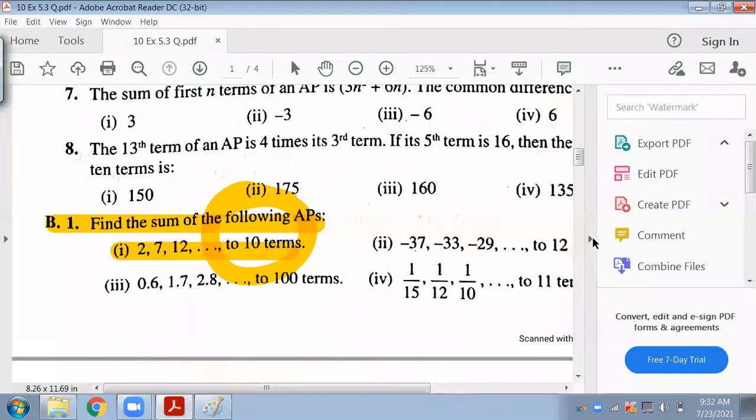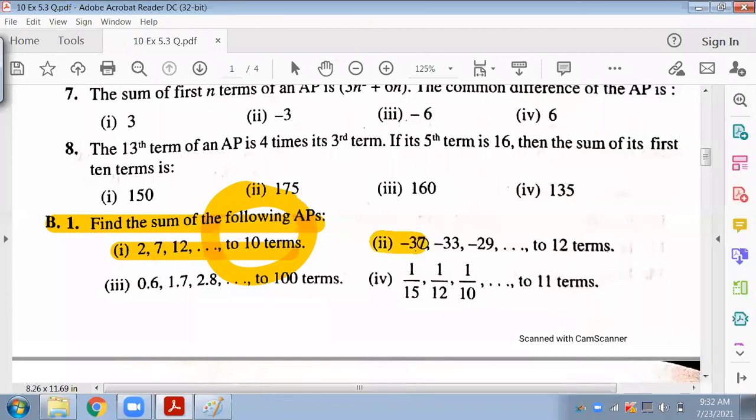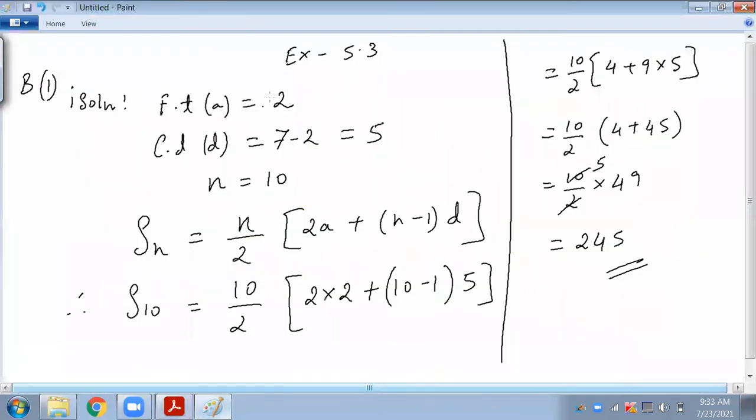Now question number 2 is what? Now if you see the AP is given, the first term is minus 37, the second term is minus 33, and the number of terms is 12. So we can write the first term. First term is what? Common difference is what?